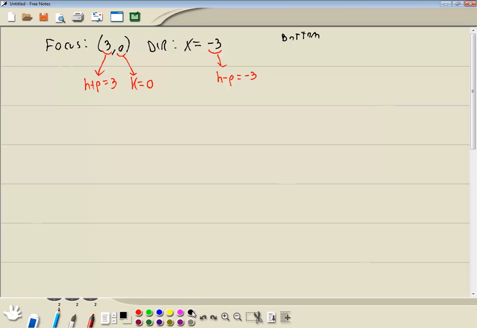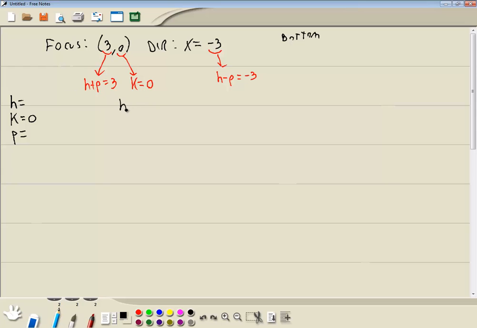Now your goal in all of these problems, it doesn't matter which direction you're going, is to find your h, to find your k, and to find your p. Once you have that, then you pretty well have everything. We found k. They say k is equal to 0, so that's there.